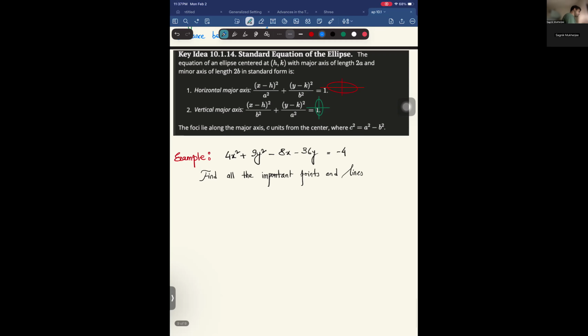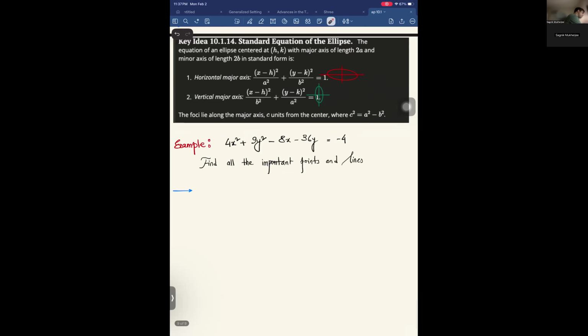So first of all, we have to make it look like something like this. And the first question is, how do you see whether this ellipse is vertical or horizontal? You will see all of that once you write down the equation. So first try to complete the square. How do you do it?